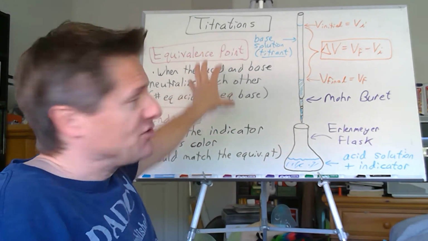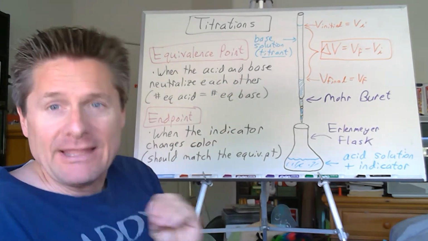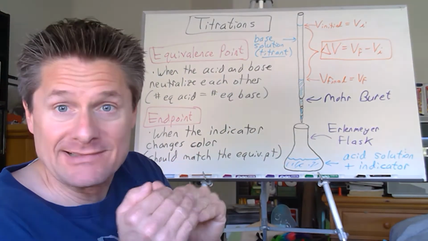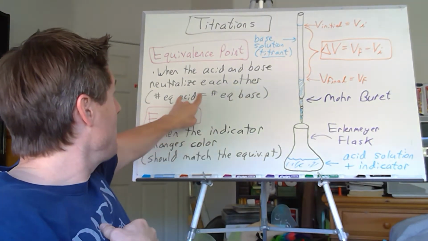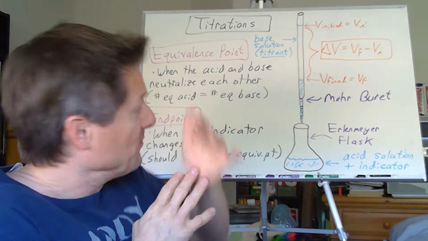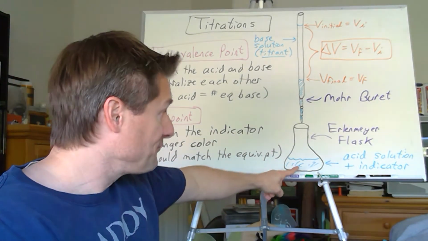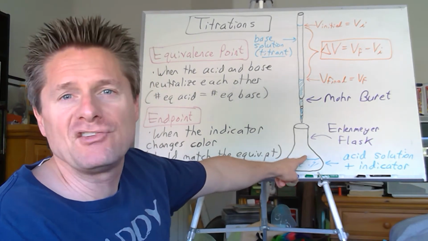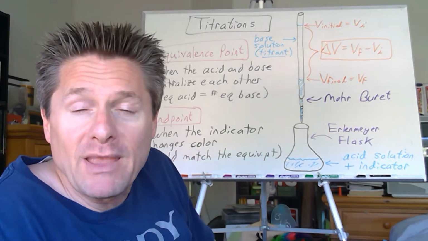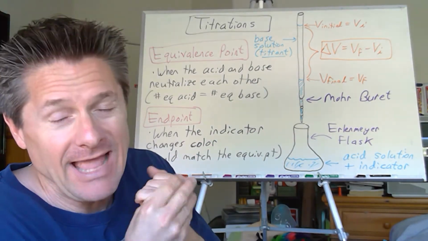But these are the two theoretical terms we need to remember, right? The equivalence point is when the acid and the base neutralize each other exactly. And we do that based on equivalence rather than moles. It's not called the mole point, it's called the equivalence point. If you're rusty on your equivalence, go review that. So if I had, say, 0.2 equivalents of acid, it would require 0.2 equivalents of base to neutralize it. It's always a 1-to-1 ratio, regardless of the identity of the acid or base.